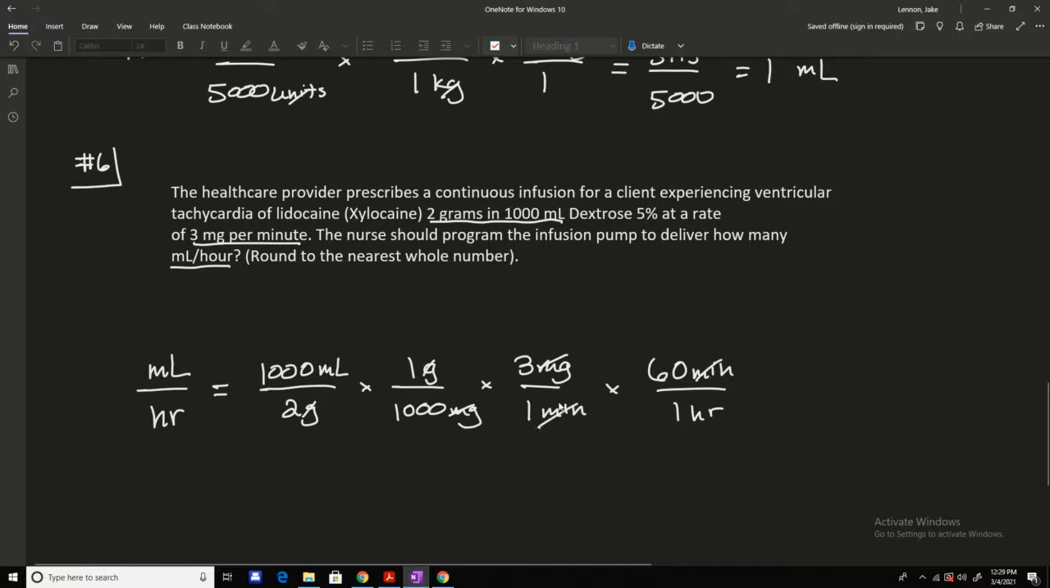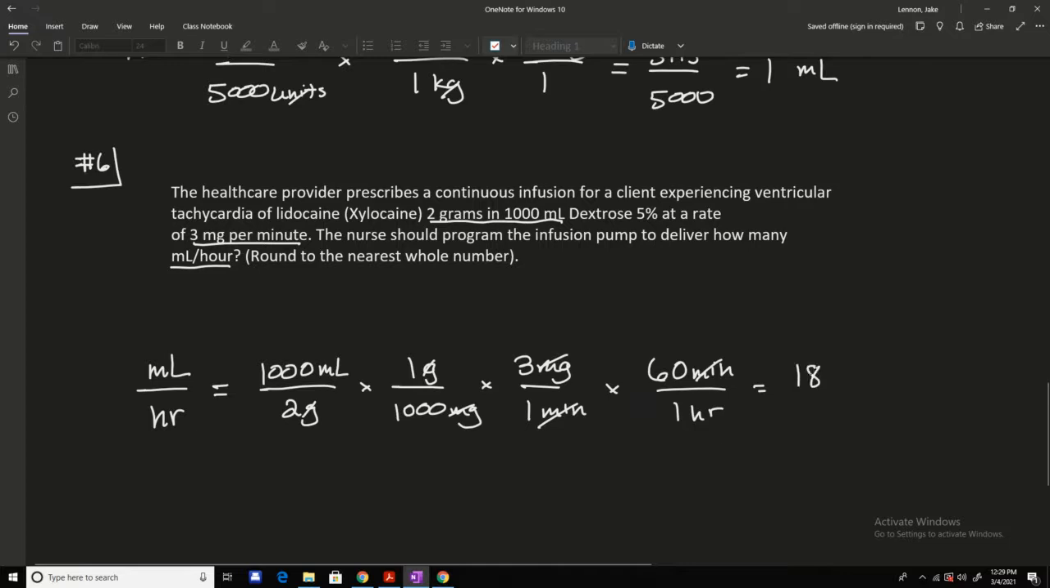So then your minutes are gone. The only units left over are your milliliters and your hours. So then again, just multiply across. Typically, too, the more steps you have, the bigger the numbers are going to be. So you really want to pay attention to counting zeros if you're just doing everything on your calculator.